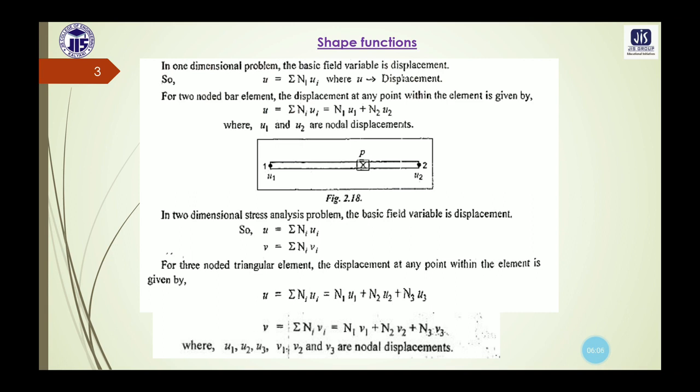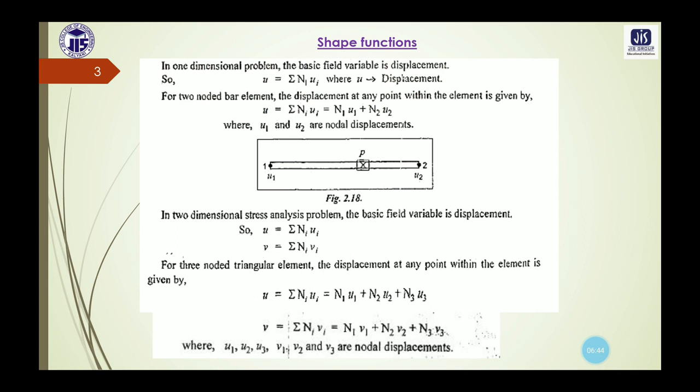Now in a two-dimensional stress analysis problem, the basic field variable is displacement. So u equals sigma Ni ui and v equals sigma Ni vi. For a three-noded triangular element, the displacement at any point within the element is given by u equals sigma Ni ui, which equals N1 u1 plus N2 u2 plus N3 u3. v equals sigma Ni vi, which equals N1 v1 plus N2 v2 plus N3 v3.